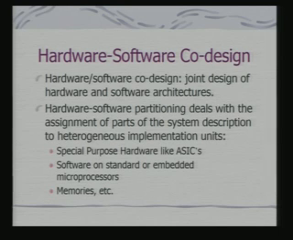So, hardware-software co-design means joint design of both hardware and software architecture. This implies that we need to do hardware and software partitioning. Hardware and software partitioning deals with the assignment of parts of the system description to heterogeneous implementation units. So, when we have represented the overall design, then we have identified the different components.